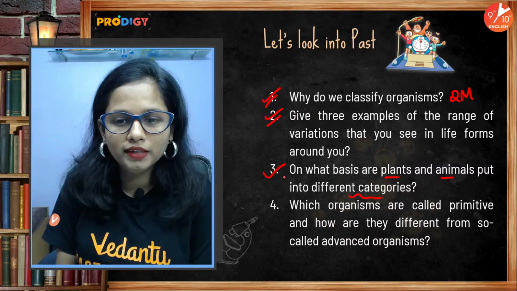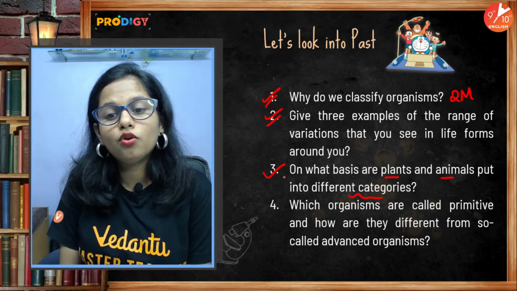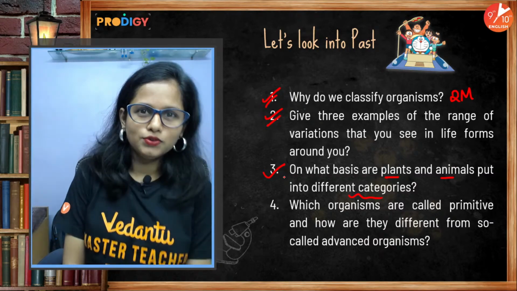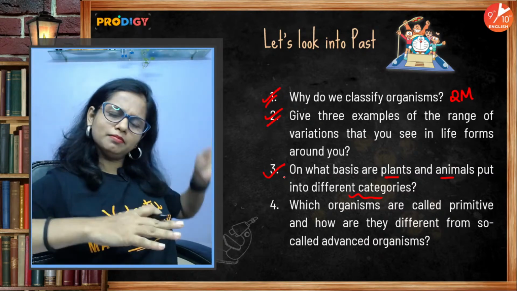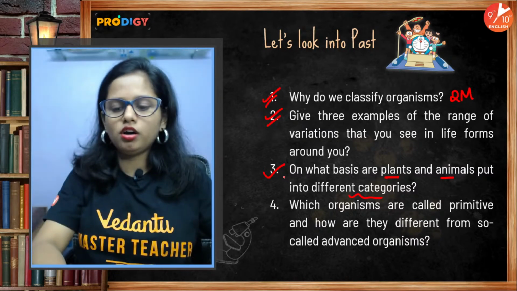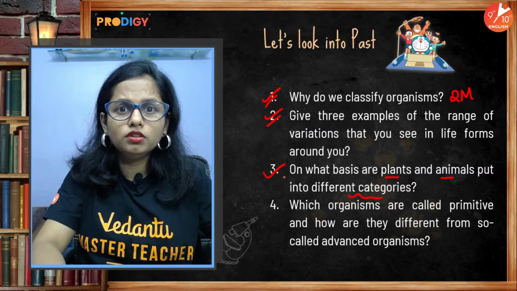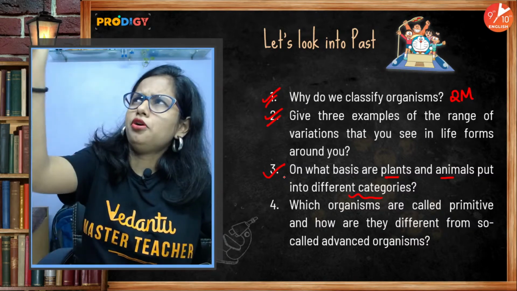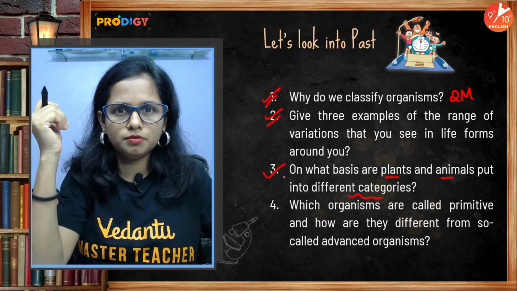And then the fourth one: which organisms are called primitive and which are called advanced? So people, primitive organisms, advanced organisms. When we talk about lower organisms, which are lower organisms? When we talk about higher organisms, which are higher organisms?